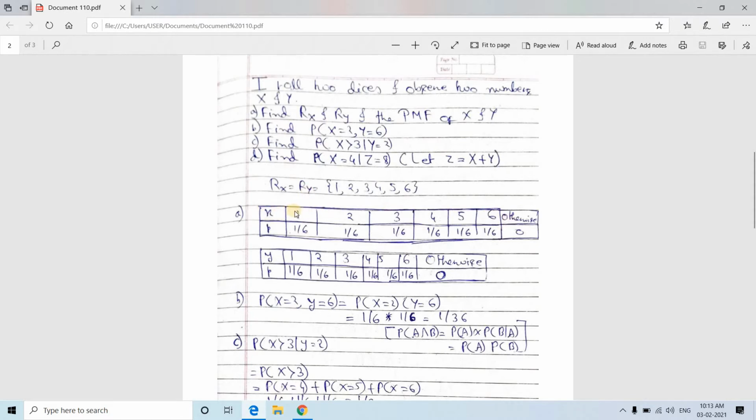Here in the first row we can write the possible values 1, 2, 3, 4, 5, 6, and in the second row we can write the probability: 1 by 6, 1 by 6, 1 by 6, 1 by 6, 1 by 6, 1 by 6. Otherwise, if there is any possibility that it will take some other value, there is no probability, so I am writing 0. In the same way the probability mass function for y will be created, with the same explanation.